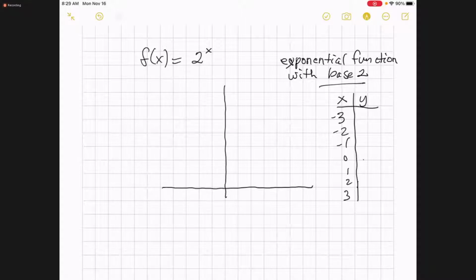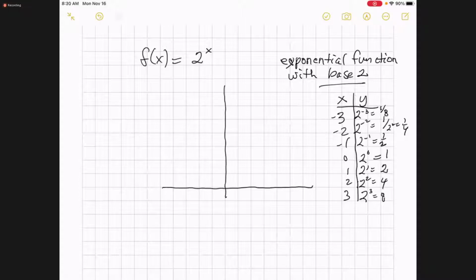Why don't I start right there at 0. 2 to the 0, any non-zero number raised to the 0 power is 1, right? That's an algebra property. 2 to the 1, that's 2 to the first power, that's just 2. 2 squared, that's 4. 2 cubed is 8. 2 to the minus 1, well, that's 1 over 2. 2 to the minus 2, that's 1 over 2 squared, which is 1 fourth. And 2 to the minus 3 is 1 over 2 cubed, which is 1 eighth.